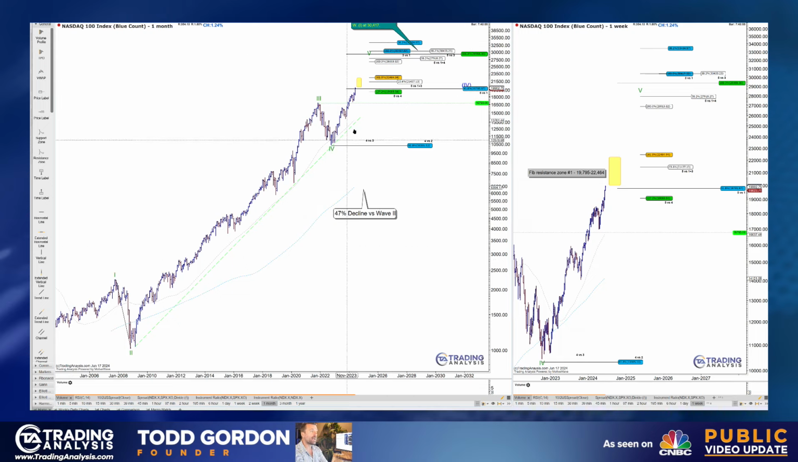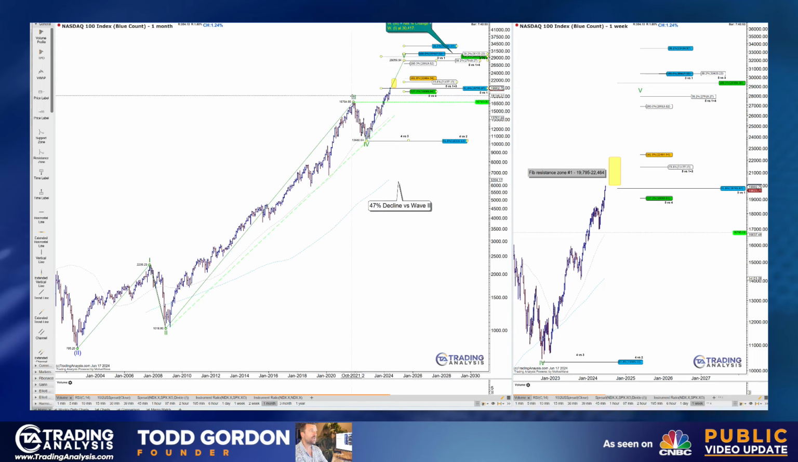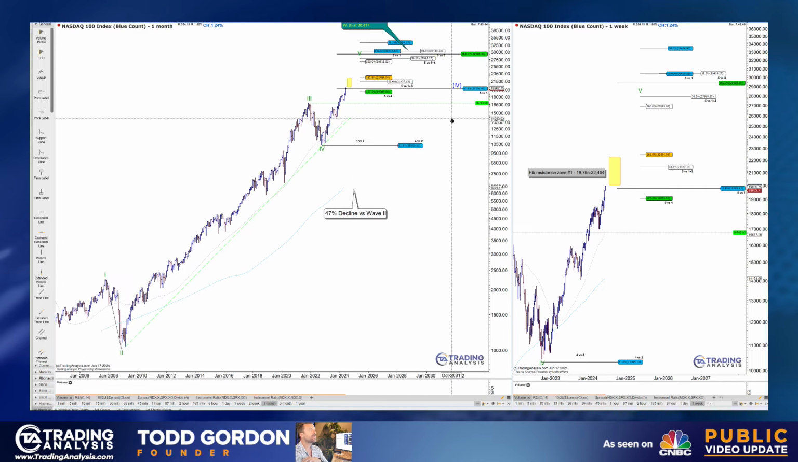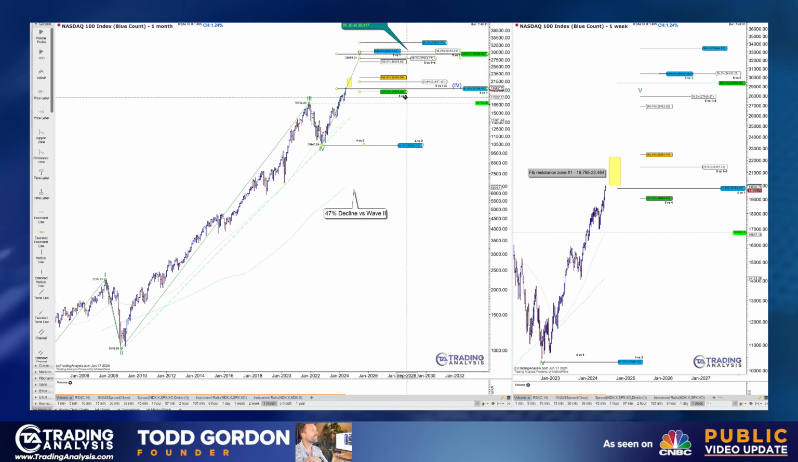So, you know, again, if 3 was extended, which it clearly is, 1 is expected to be the baseline for wave 5, and that's going to be right there. So that's really important. So we're at the beginning of the 61% 5v1. Okay, from there, let's look at 5v4.